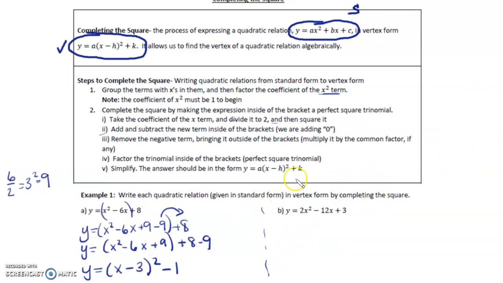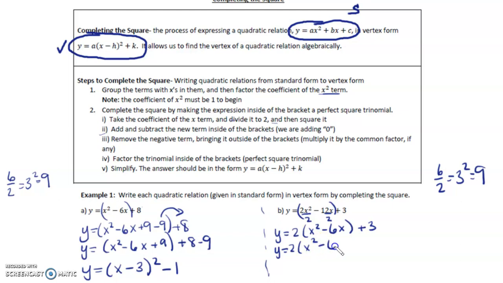The second example. So this is the example where we actually have to factor out this 2 out of the first two terms. Okay, so we have y equals 2(x squared minus 6x) plus 3. Now we take this x term, we go to the side of our paper, and we divide it by 2, which is 3, and then we square it. So again, randomly, we get 9. So we're going to go inside of that bracket, and we're going to go plus 9 minus 9.